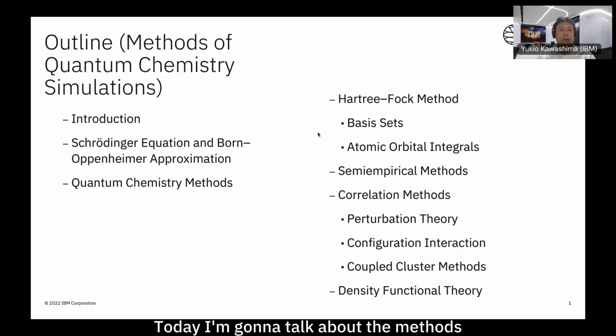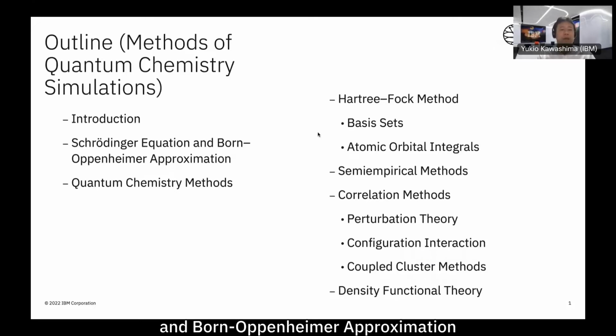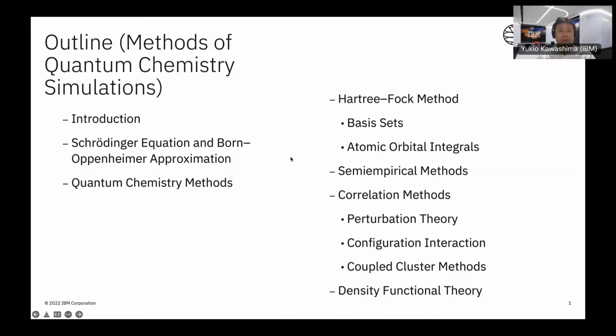Today, I'm going to talk about the methods of quantum chemistry simulations. In the introduction, I'm going to show you what quantum chemistry simulations can do, and then I'm going to talk about the Schrodinger equation and Born-Oppenheimer approximation to show you what kind of equation we want to solve in quantum chemistry simulations. And next, I'm going to talk about the quantum chemistry methods.